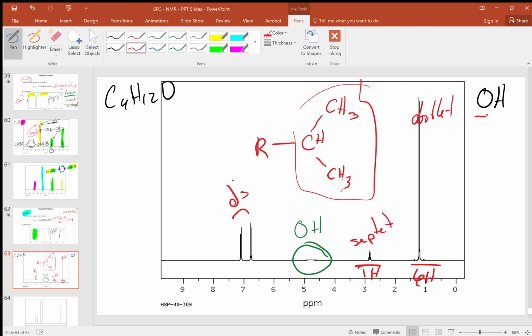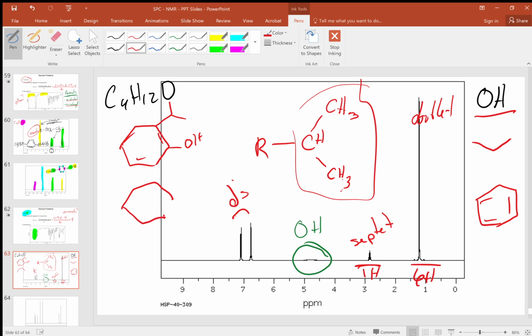So right now we know we have an OH, we know we have an isopropyl, and we know we have an aromatic ring. Now we just have to put them together. And there's 3 ways we could do that. They could go next to each other. They could have 1 carbon in between. And they could have 2 carbons in between.